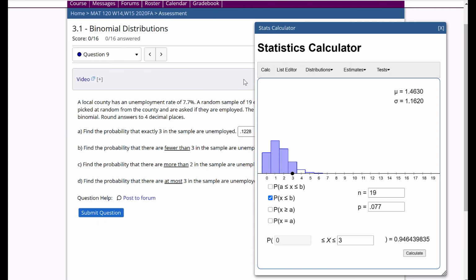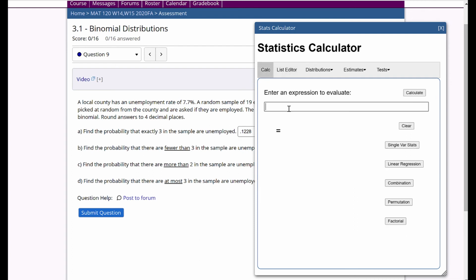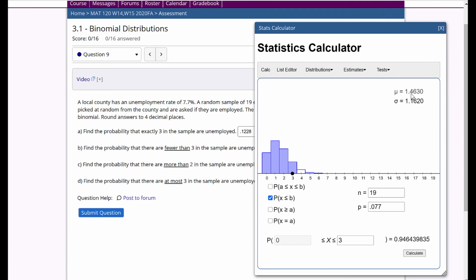Now, it doesn't ask in this question, but if it had asked for the mean and standard deviation of your binomial distribution, the mean is n times p. So if you take 19 times 0.077, I'm going to switch over to the calculating mode to do that. So 19 times 0.077, that gives you a mean of 1.463. So that is the mean of our binomial distribution. And notice it's already calculated that for us. And whenever we update n and p, these automatically update too.